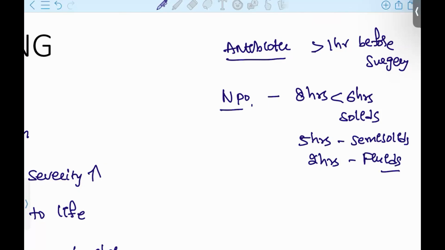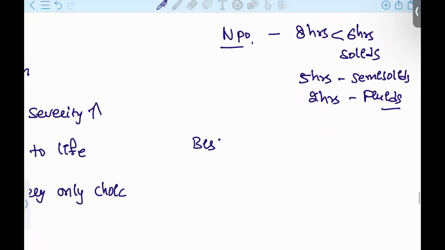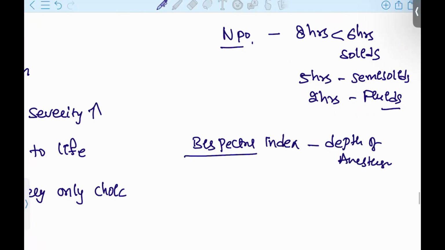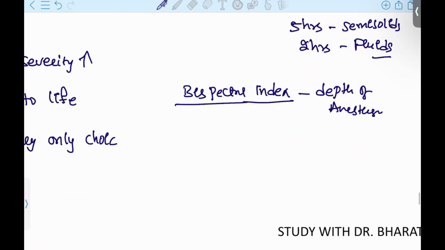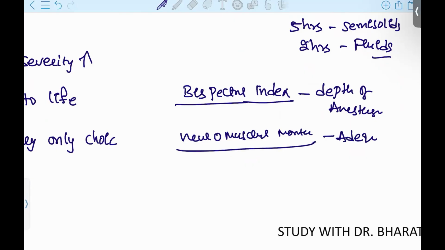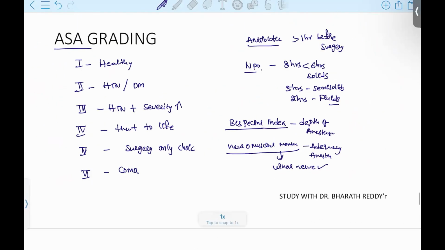Only water. Next, bispectral index. The bispectral index is done for what? To see the depth of anesthesia. Okay, this is done to see the depth of anesthesia. Next, neuromuscular monitoring. Why is neuromuscular monitoring done? It is better to see the adequacy of anesthesia. What is the location we use? Ulnar nerve is preferable. And this is the ASA grading and some of the features.